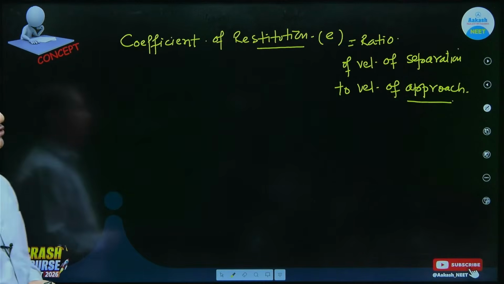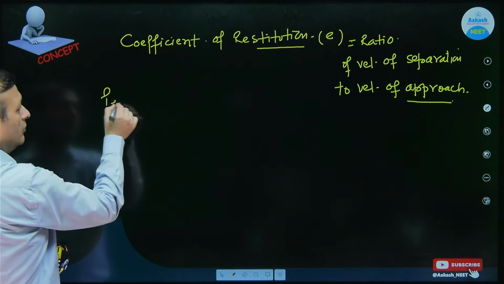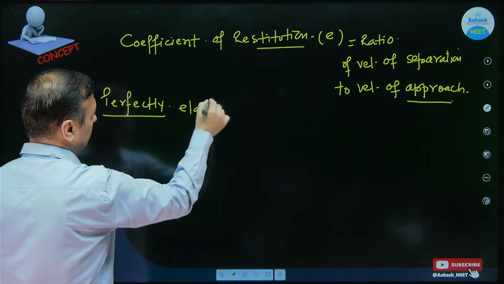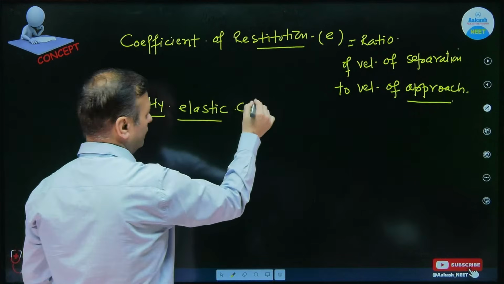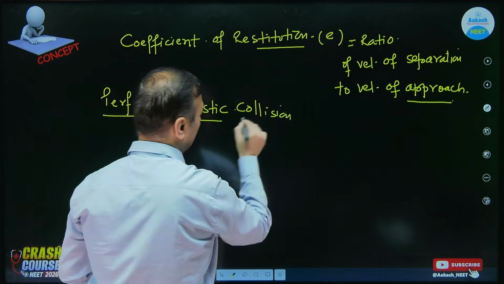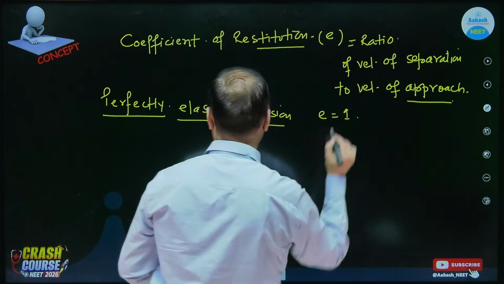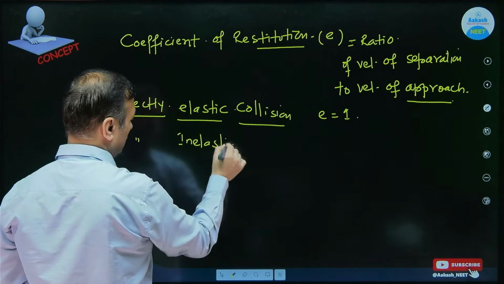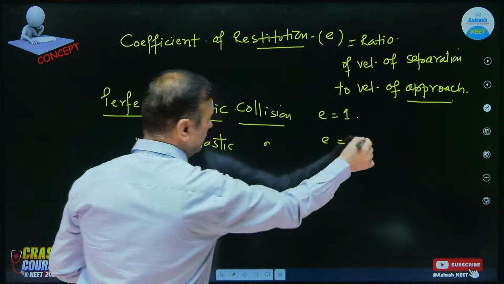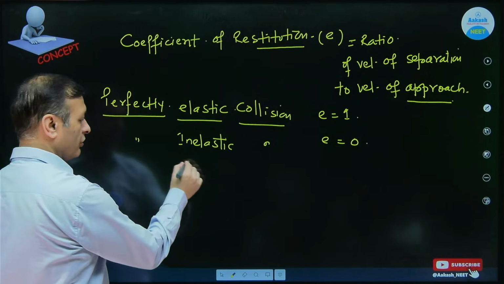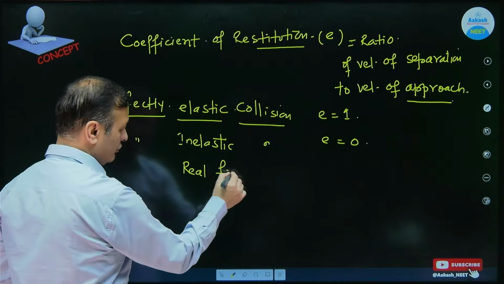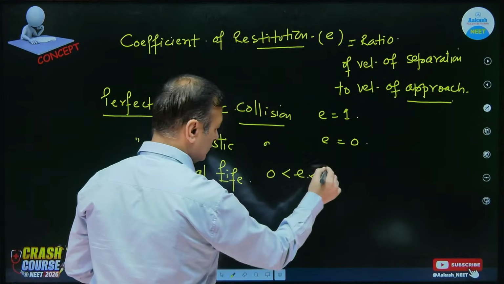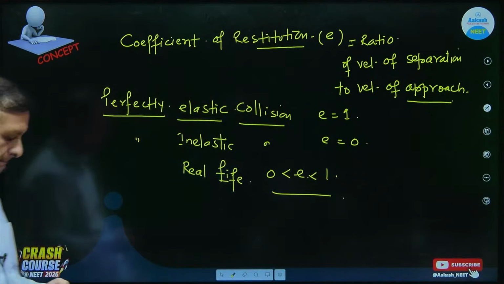So this is the coefficient of restitution. For perfectly elastic collision, coefficient of restitution is 1. For perfectly inelastic collision, coefficient of restitution is 0, and for real life collisions, coefficient of restitution lies between 0 and 1. Got it?